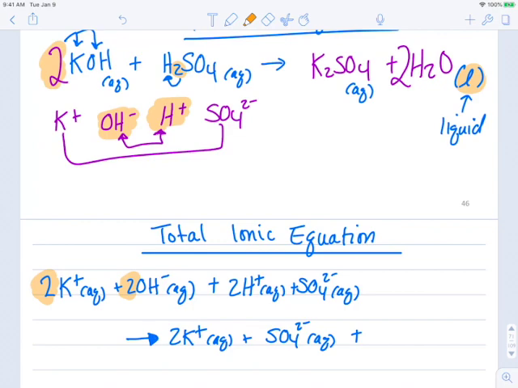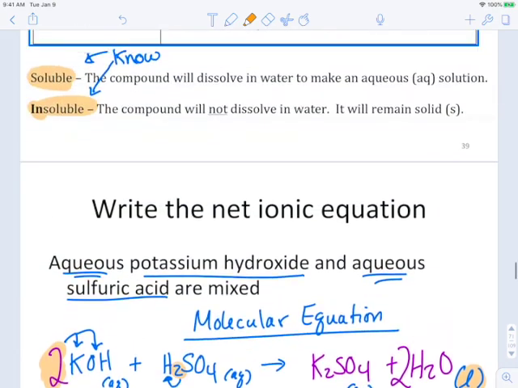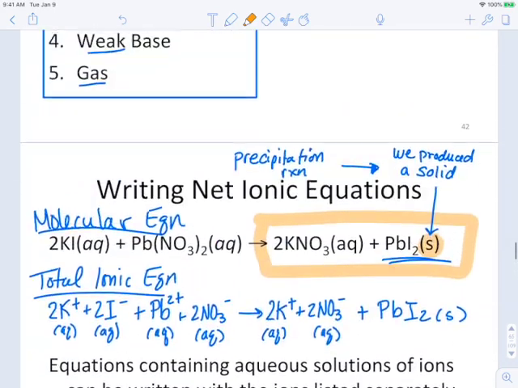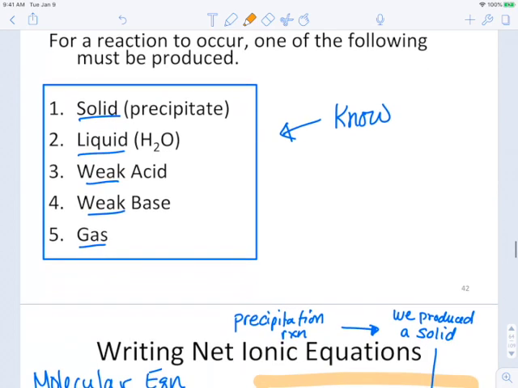Because we need a reason for this reaction to happen. We have to create one of these things: a solid, a liquid, a gas, weak acid, or weak base. We've just created a liquid, which includes water. So if you were to label it aqueous by accident, then it looks like the reaction didn't happen. So we want to make sure we label water as a liquid, because that is what will push this reaction to happen. Water is extremely favorable to form. So if we can form water, this reaction will definitely happen.